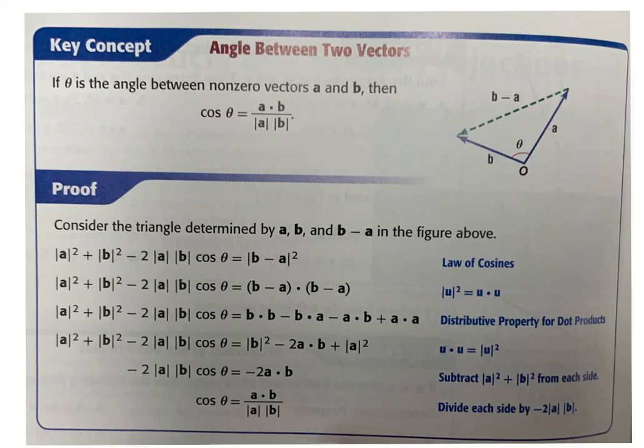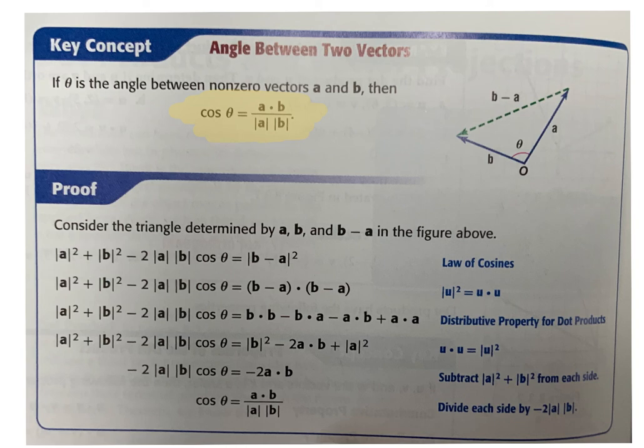All right, so let's look at angle between two vectors. Turn to page 502. If theta is the angle between two non-zero vectors A and B, then the cosine of theta is going to equal the dot product of A and B over the magnitudes of A and B, okay? So this is a formula you will want to memorize here. This is a way that you can find the cosine or find the angle, all right? So if you have the vectors, then you can find the angle that made those two vectors together.